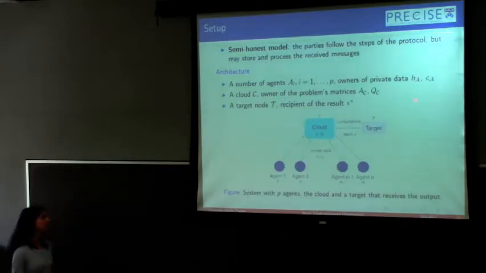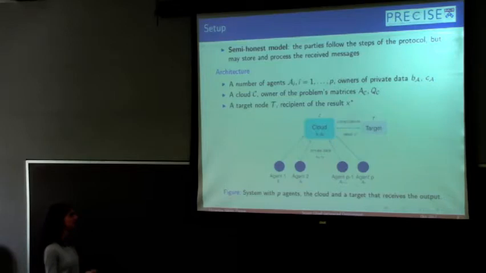And here I just added some notation. Everything that has cryptographic A belongs to the agents. Everything that has cryptographic C belongs to the cloud. And the target receives X star. And this party is the one that has the secret key.